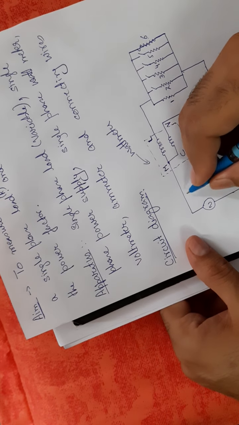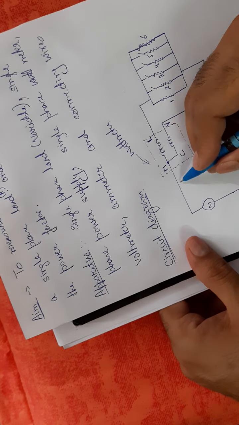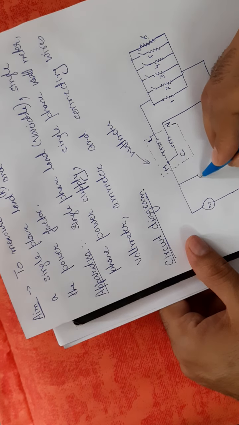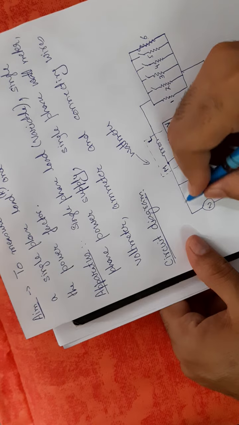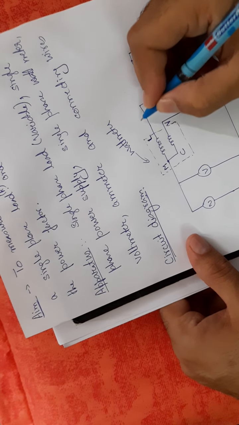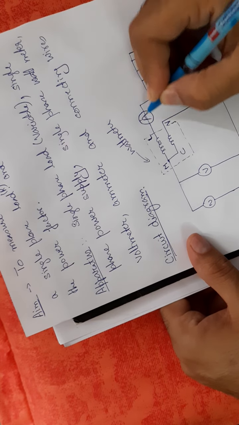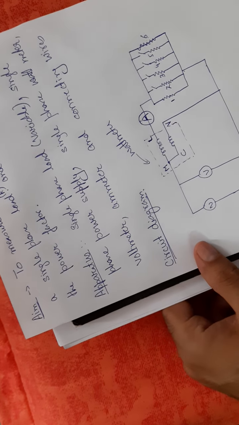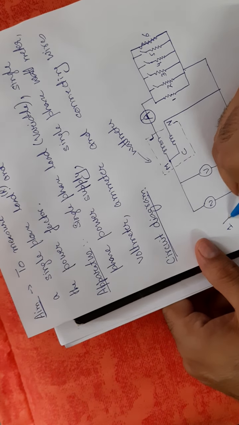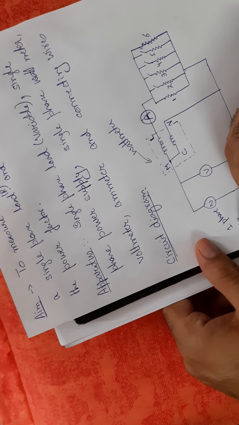Okay, so I will use a voltmeter here. And I will use an ammeter here in the circuit. Ammeter is connected in series and voltmeter is connected in parallel. Okay, so this is my single phase supply.